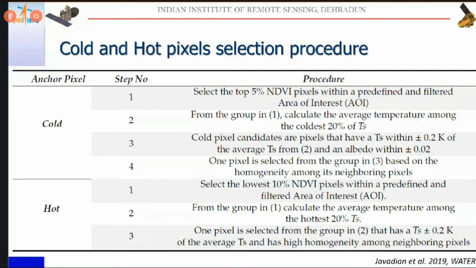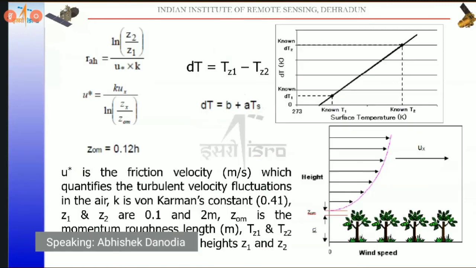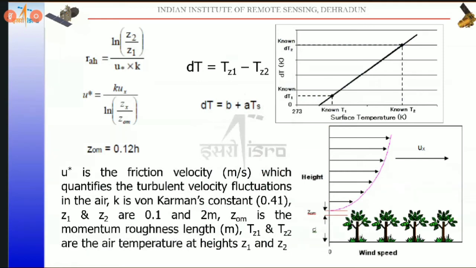Along with this, we have to choose the hottest 20% of land surface temperature pixel values, and again the same range of plus minus 0.2. There should not be any abrupt changes in the land surface temperature. And based on high homogeneity of the neighboring pixels, we choose one single pixel, or one particular point in the satellite imagery. Like this, we choose cold and hot anchor pixels to define the RAH and the DT.